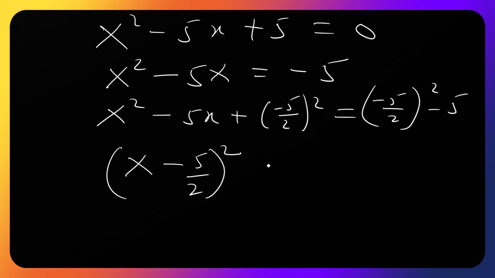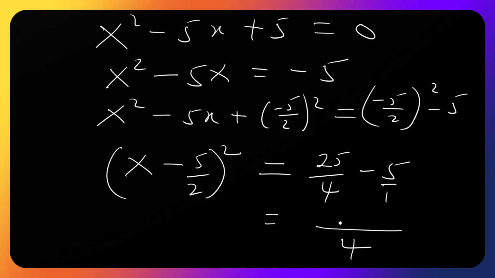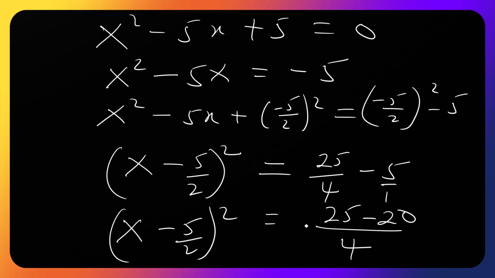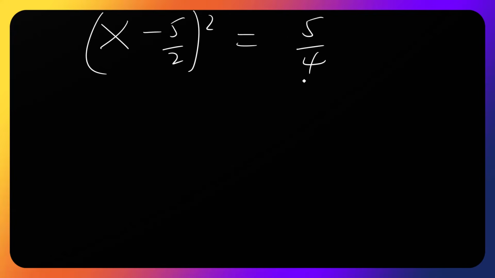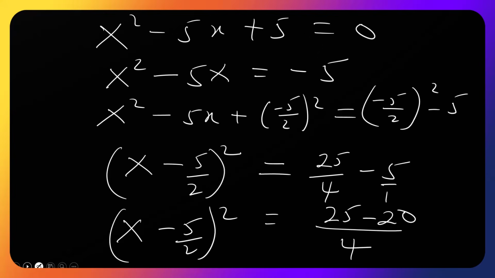So this equals, this one squared will be 25 on 4 minus 5. This side is still the same. The LCM is 4 here: 25 minus 20. So this one remains the same, 5 on 2 all squared. So that will be 5 on 4. So we have x minus 5 on 2, all squared, equals 5 on 4.